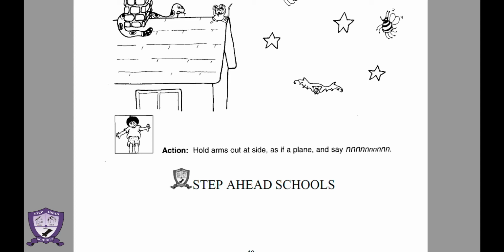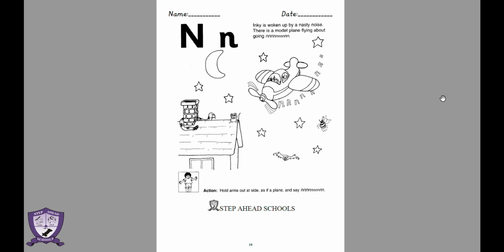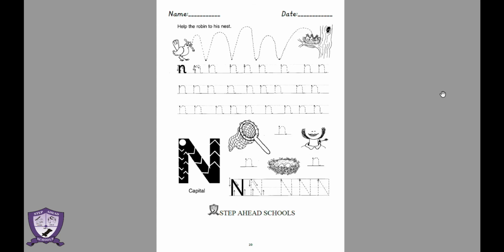I hope you all have made the sound and have done the action. What is the letter N and what is its sound? Nnn. And what is its action? That you have to hold your arms outside and say like a plane flying. All right. Now come to page number 20. Open page number 20 or you can watch on your screen that I have shared with you.